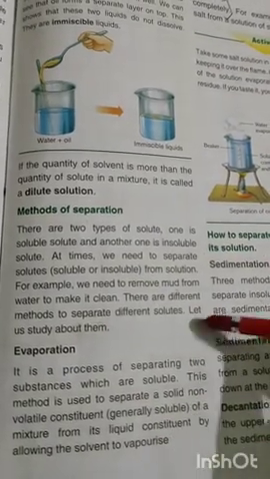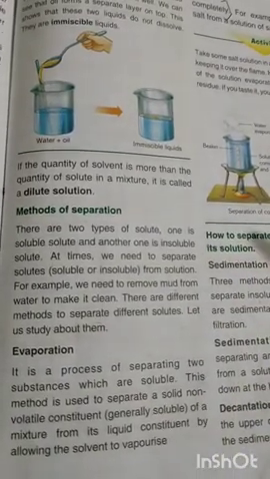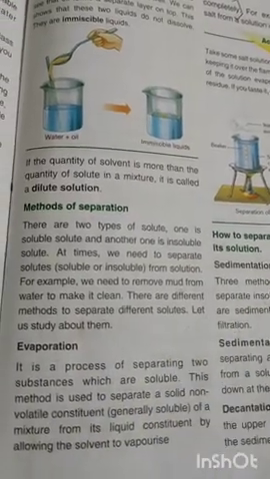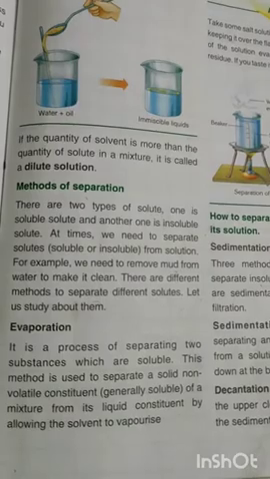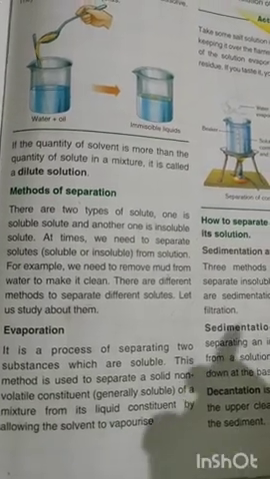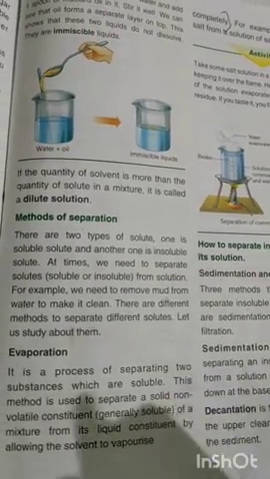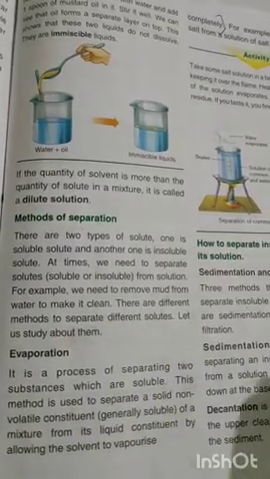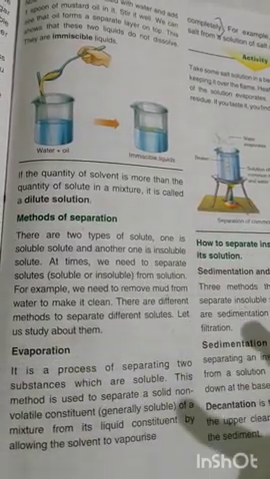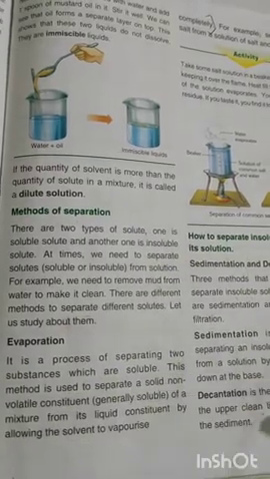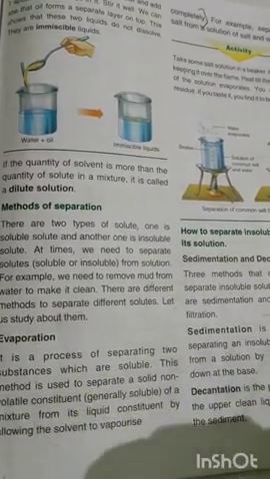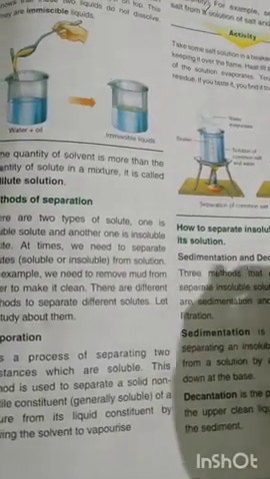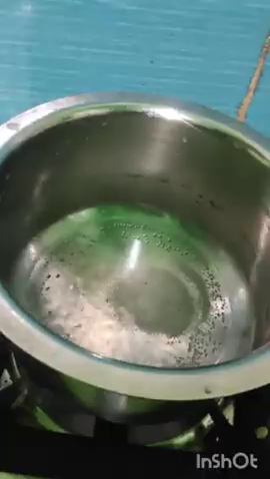So firstly understand evaporation. What is evaporation? It is a process of separating two substances which are soluble. This method is used to separate a solid non-volatile constituent, which is generally soluble, of a mixture from its liquid constituent by allowing the solvent to vaporize. Now look at the activity.